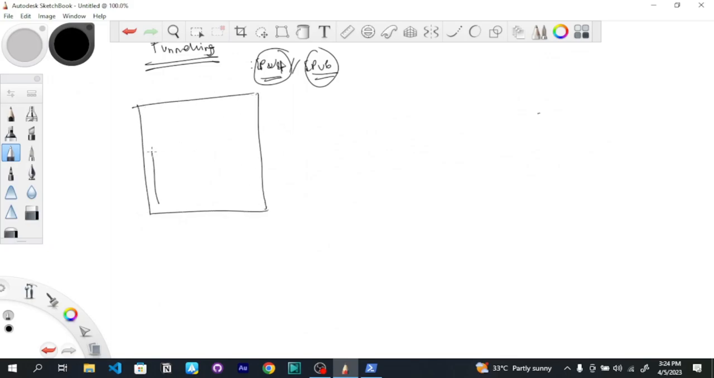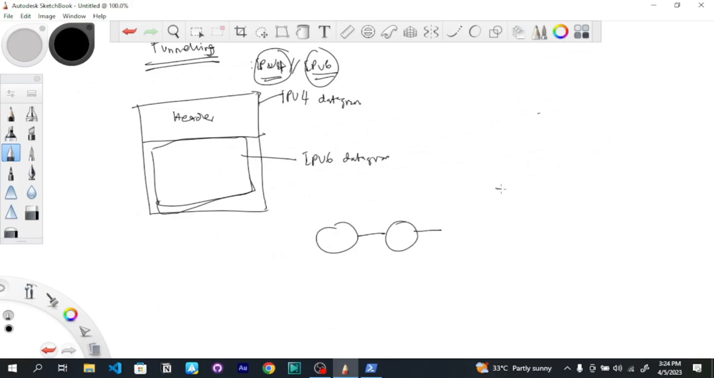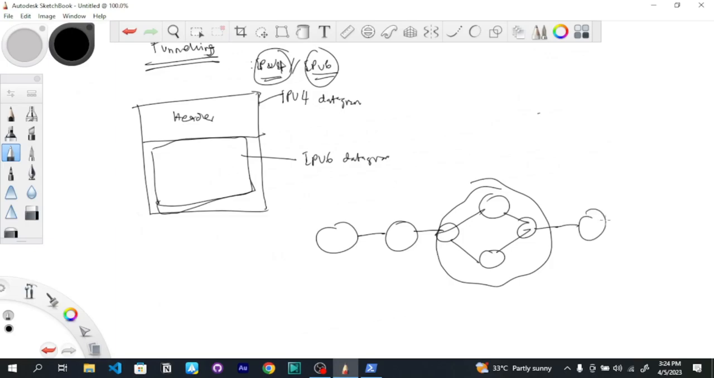Tunneling is basically the process of allowing an IPv4 datagram to hold an IPv6 datagram. This is an IPv4 datagram, and this is an IPv6 datagram, with the header. So you have a system like this, very simply: A, B, C, D, E, F. We want to send some data from A to F. But A to F are IPv6 routers. They are IPv6 compliant. So how will we send it?